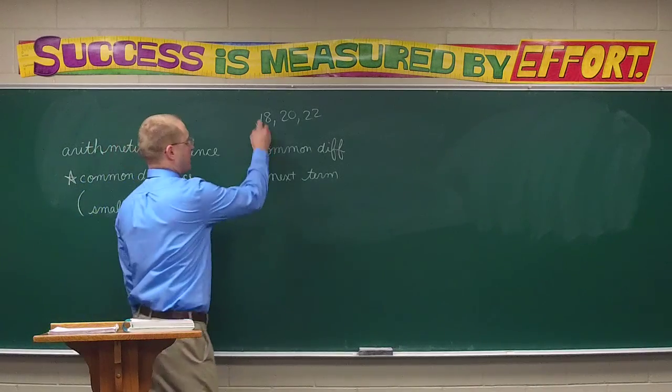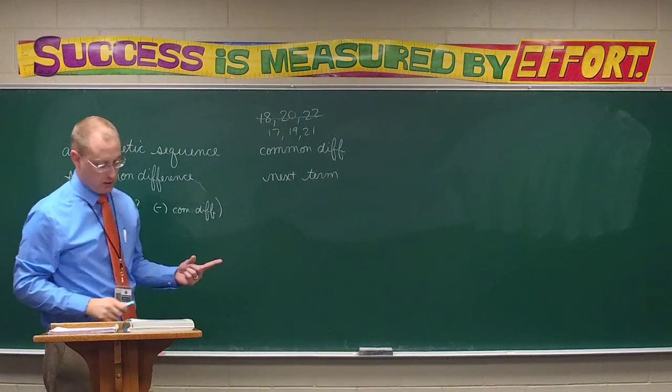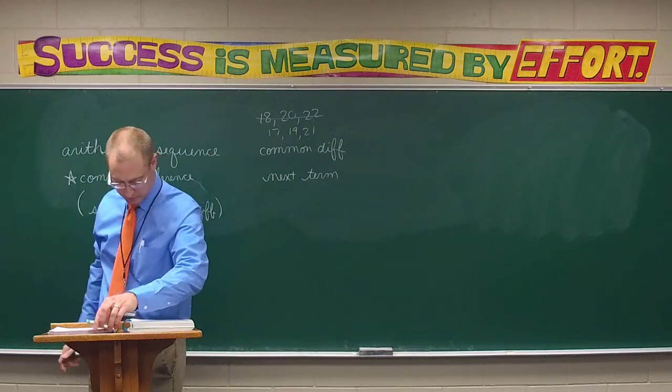Go back and do the odds that we skipped now. 17, 19, and 21. Again, find the common difference. Find the next term.